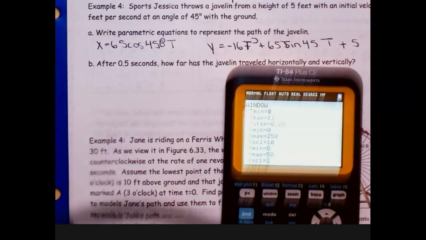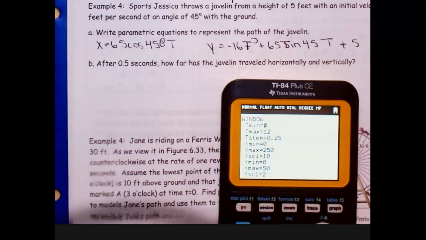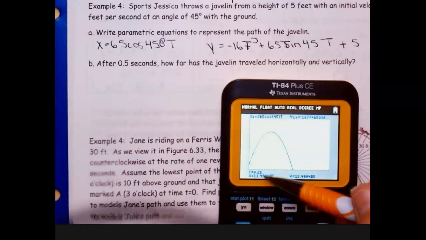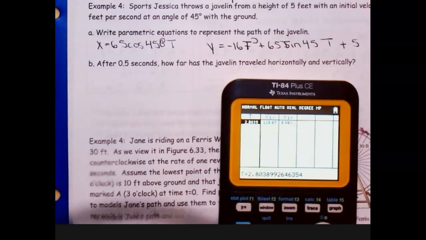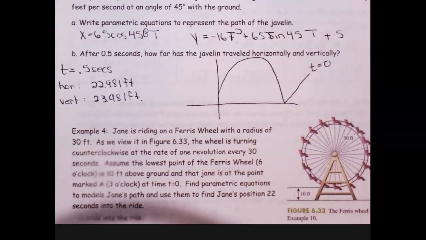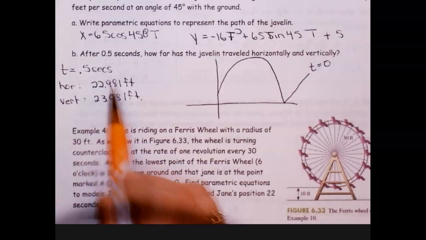So two ways I can do this. Again, I can hit trace, and I want to know 0.5 seconds, and I just set that I was counting by 0.25, so I just go to 0.5 and I can see my horizontal distance is 22.98. My vertical distance is 23.98097. My second option, again, I could go into that table. I could type in a 0.5, and again, it tells me what each of those values are. Okay, so I went ahead and wrote down my time, my horizontal, my vertical.